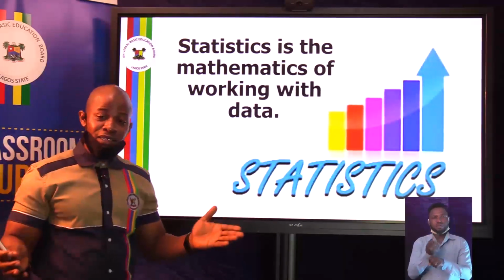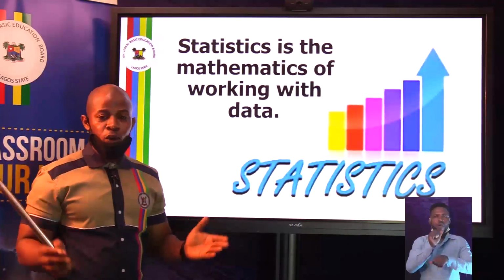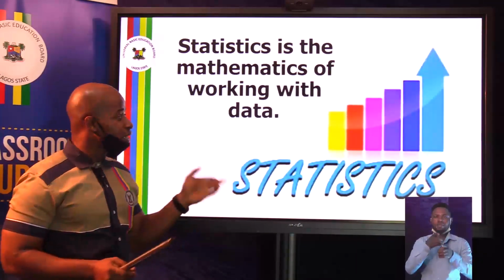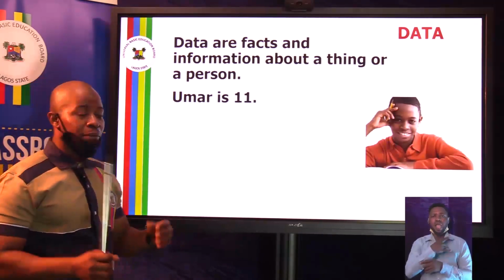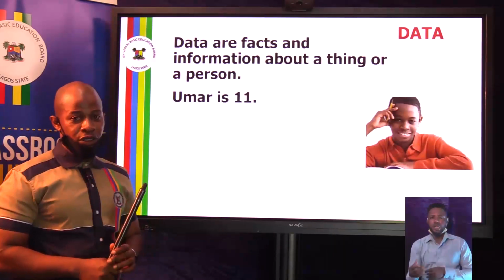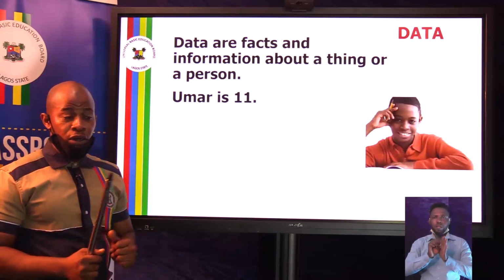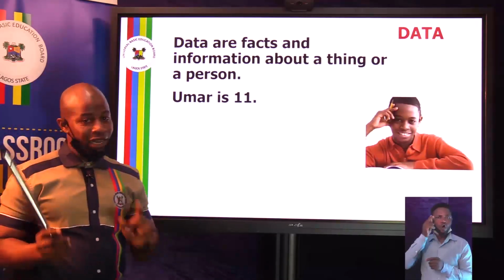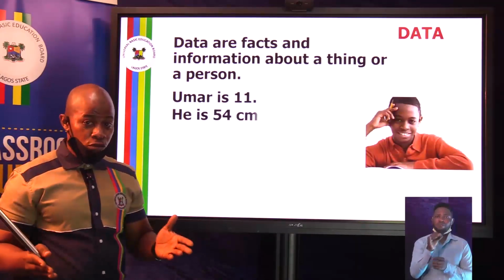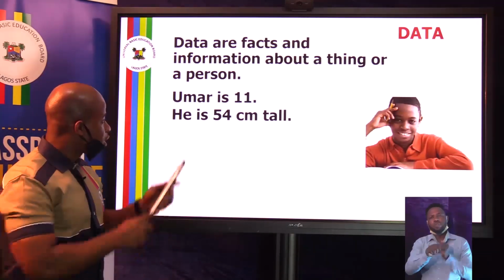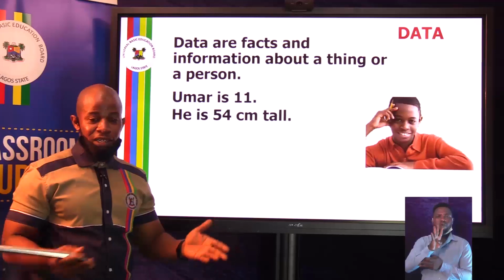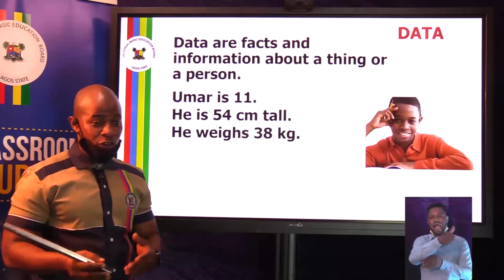Statistics is the mathematics of working with data. But what exactly is data? Data are facts and information about a thing or a person. For example, Umar is 11. That is a fact or piece of information about Umar, and that is data. What other piece of information do we know about Umar? He is 54 centimeters tall. That's another piece of data about Umar.